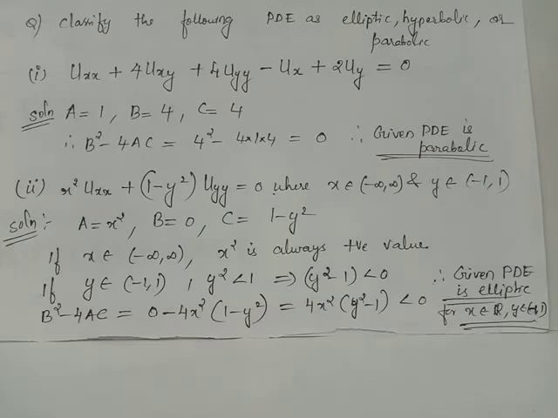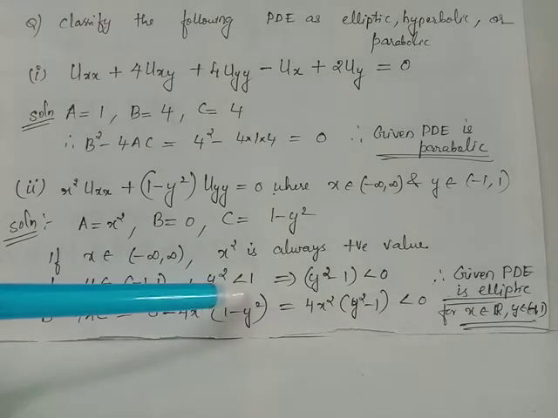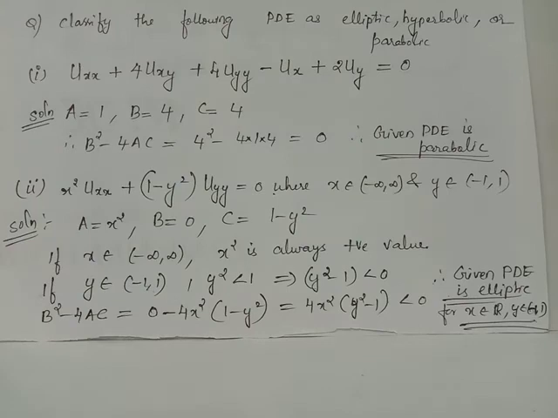When we consider x belonging to the range minus infinity to infinity, x square will always be a positive value because the square of any real number is positive. When you consider y belongs to the range minus 1 to 1, we have y square less than 1. Suppose you take y equals 0, which is inside this open interval. We have 0 square is strictly less than 1. Therefore, y square minus 1 will be strictly less than 0.